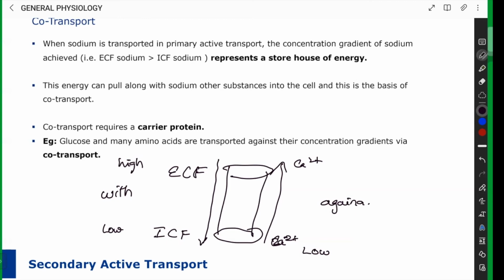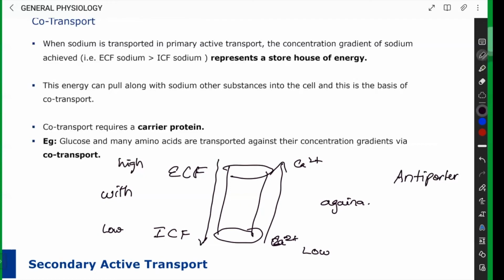Since sodium is more in the extracellular fluid, your calcium level depends on the sodium level. So what does this do? One is moving from ECF to ICF. The other is moving from ICF to ECF. So this is going to be in opposite directions, right? Whenever it moves in opposite directions, you call it an antiporter.